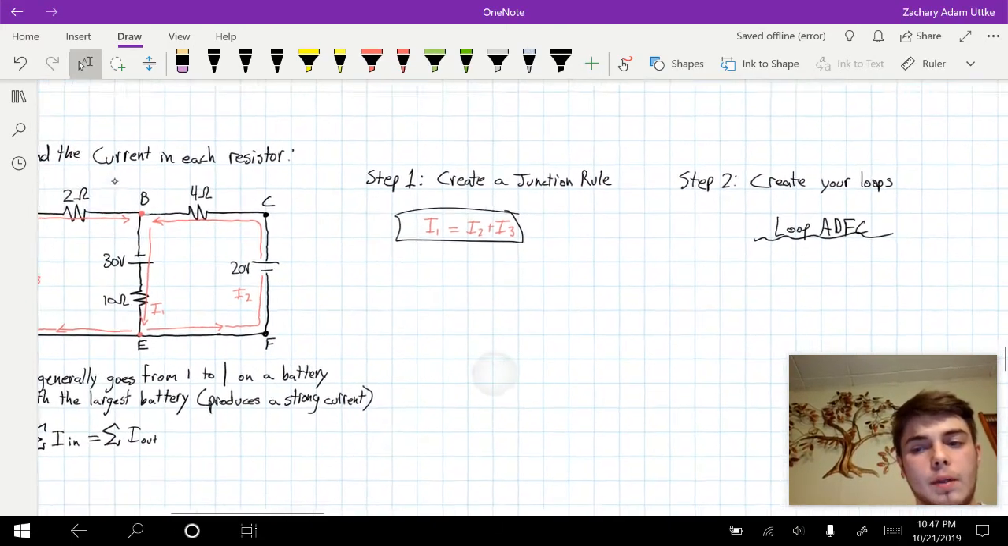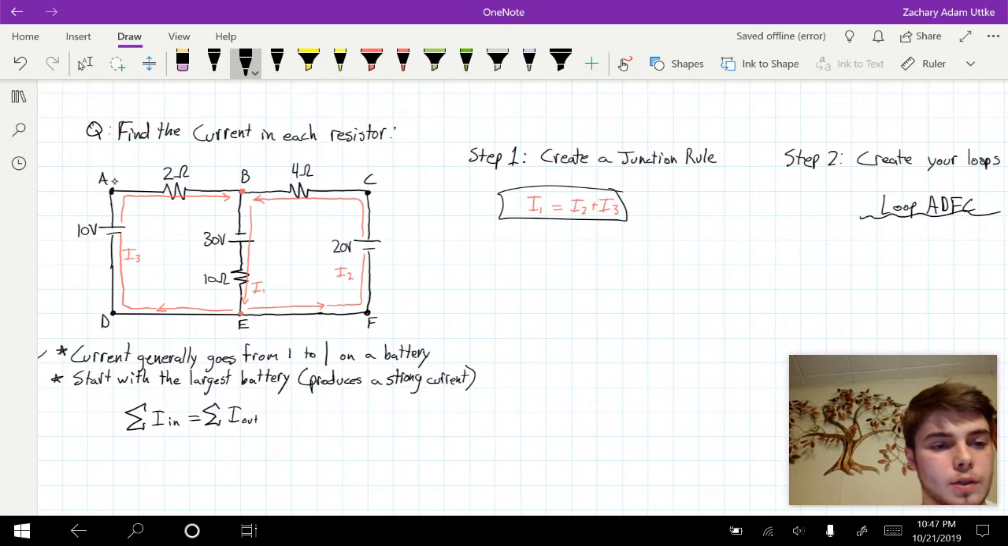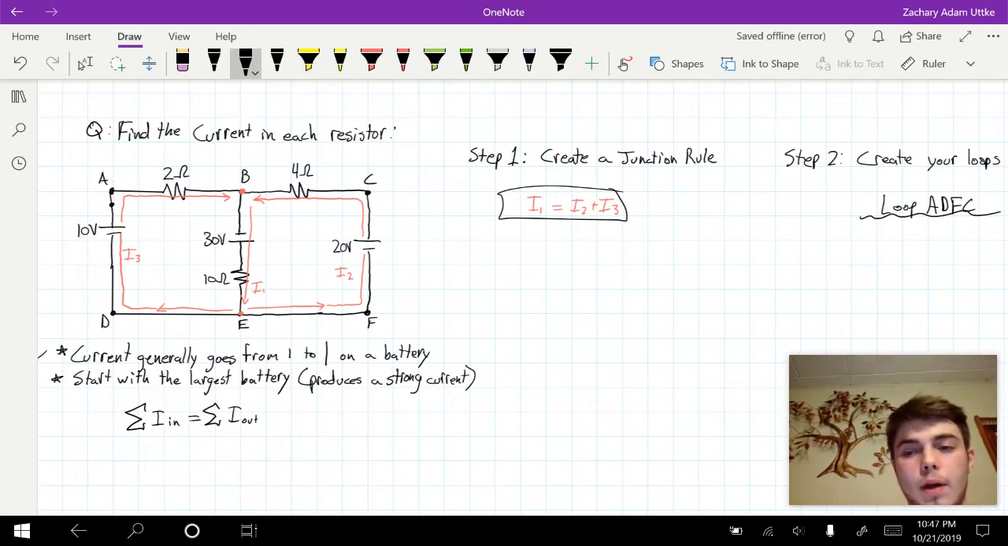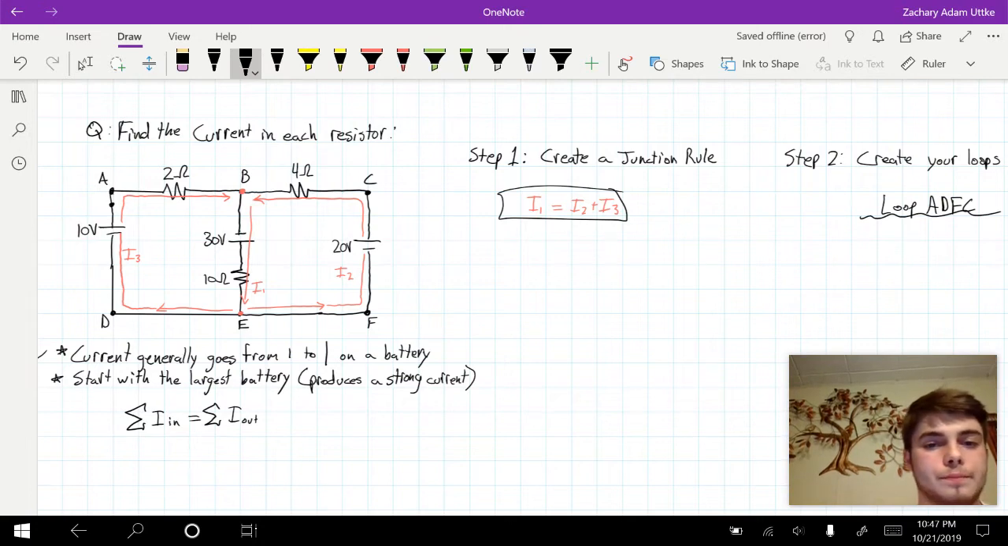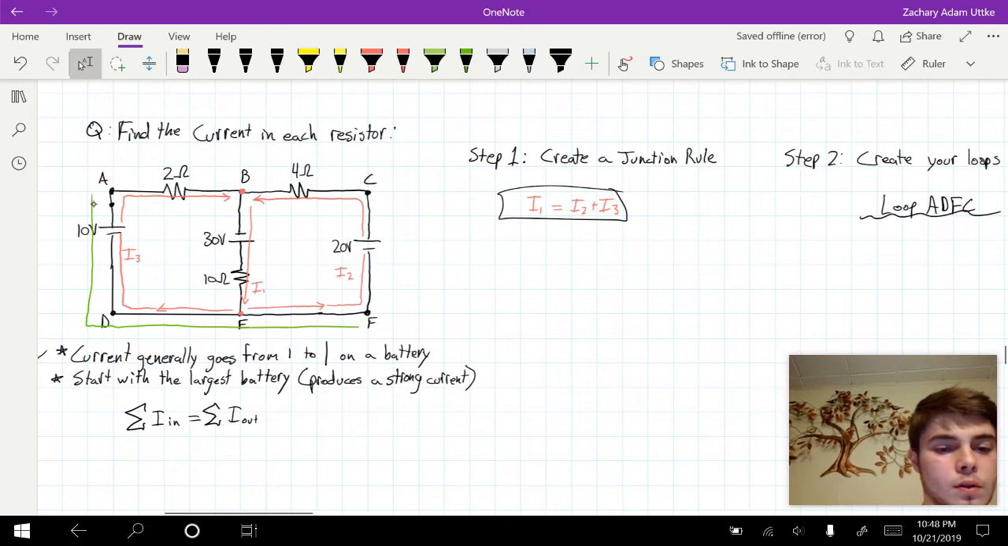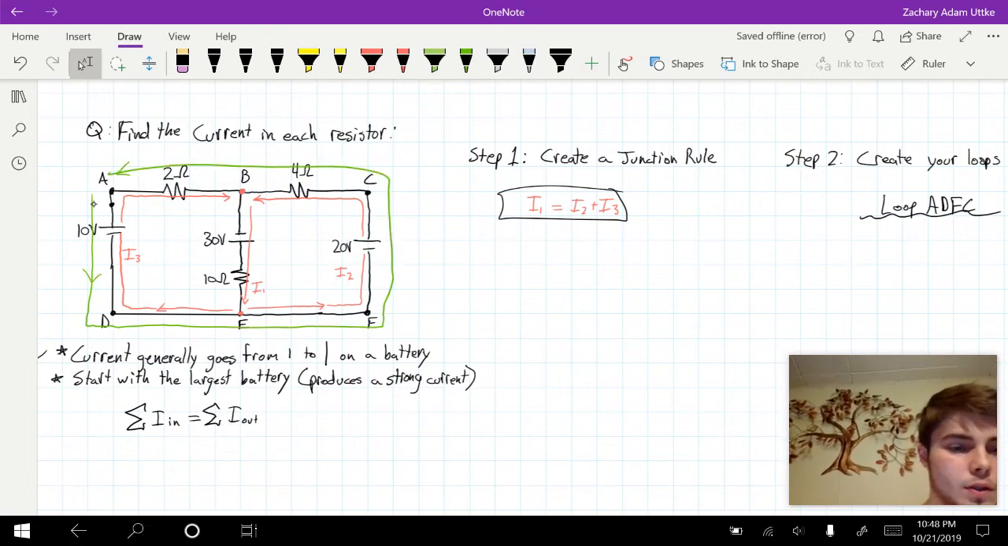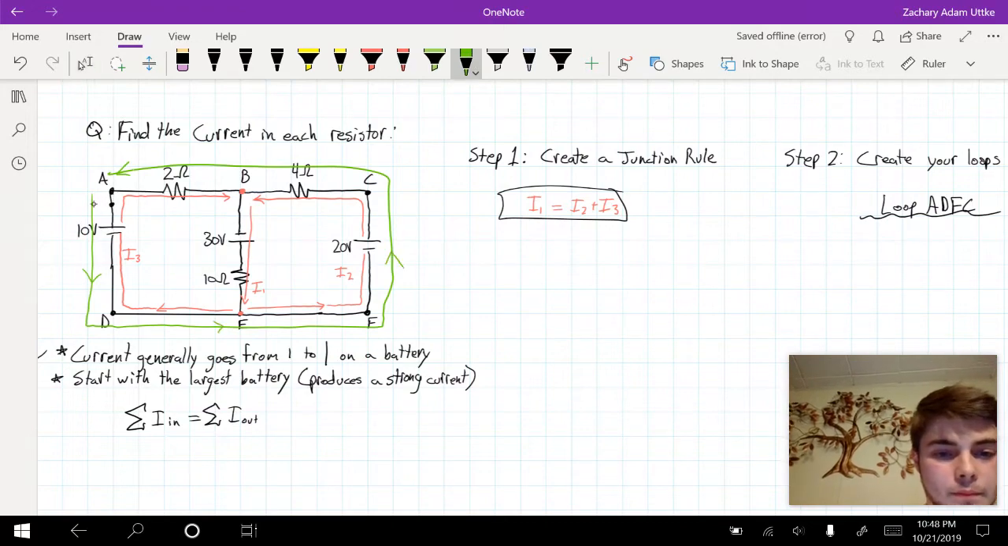Now pick any point on the loop. Let's just start right here. And the loop I have is A, D, F, C. So we're going to start at A and move to D. So it's going to look like this. Right there. So this is our loop direction then.